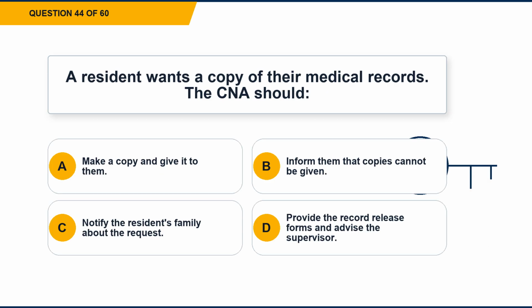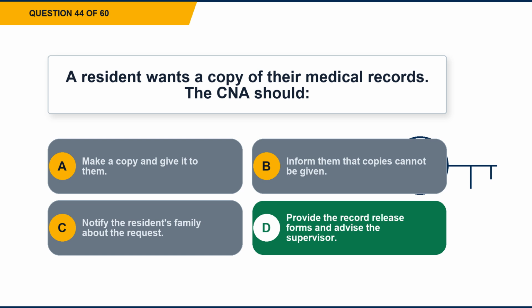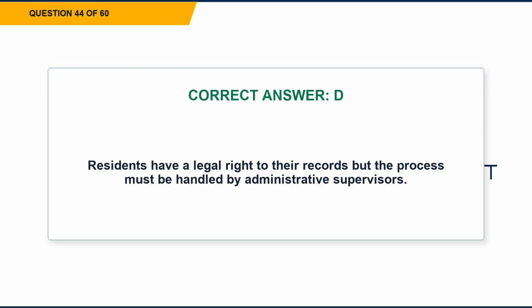Question 44. A resident wants a copy of their medical records. The CNA should: option A, make a copy and give it to them. Option B, inform them that copies cannot be given. Option C, notify the resident's family about the request. Option D, provide the record release forms and advise the supervisor. The correct answer is option D, provide the record release forms and advise the supervisor. Explanation: residents have a legal right to their records, but the process must be handled by administrative supervisors.